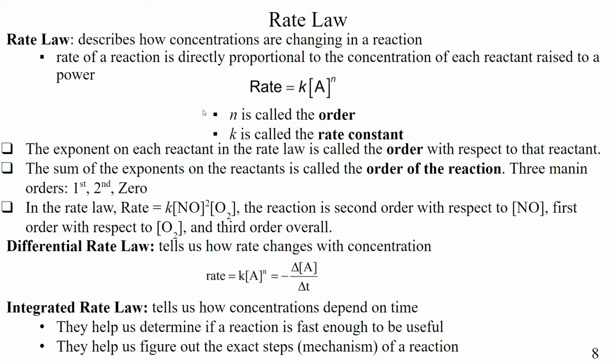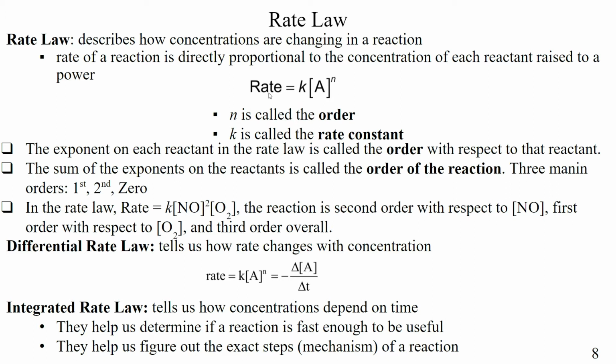Now, the rate of our reaction is proportional to the concentration of each reactant. Okay, and this is depending on what it's raised to. So what does all that math lingo mean? It means this equation right here. So this is our rate law, everybody. Rate equals K, as I mentioned earlier before. So rate equals K times the concentration of A raised to a power.